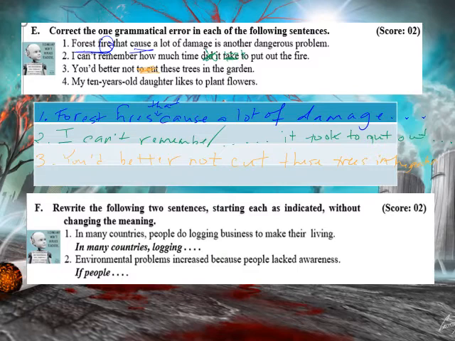Okay. Number 4. Go ahead, Badia. 10-year-old doesn't like to plant flowers. Okay. We have a rule where it says if you have an adjective describing something and it's an amount of time, you must consider it in the singular form. 10-year-old rather than 10 years old. Okay.